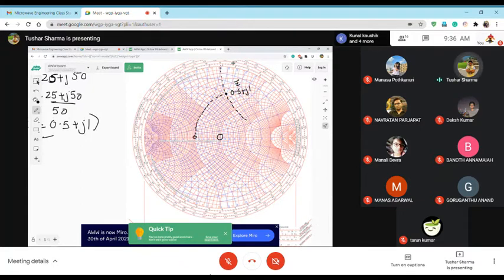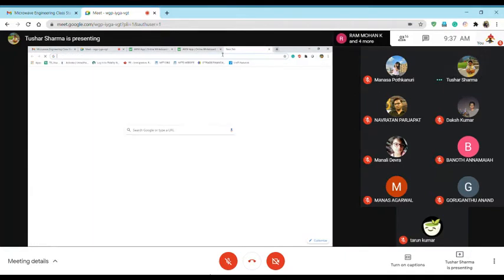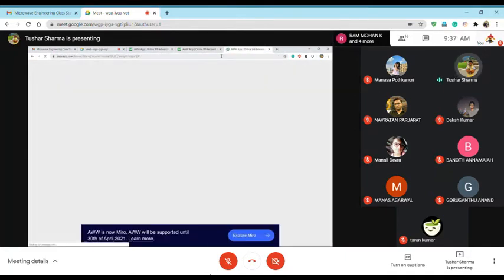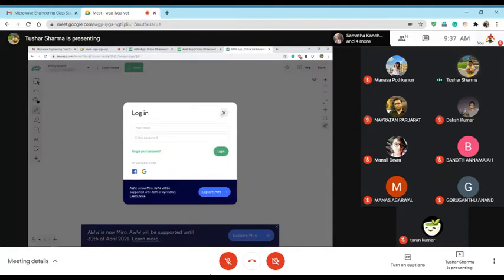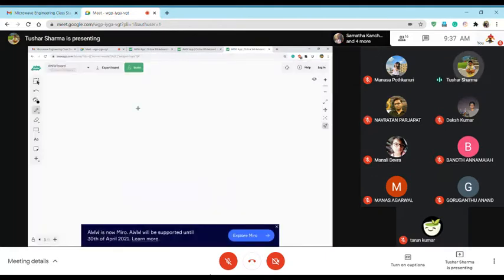Now the same question. Maybe I will take another Smith chart and show you that. In the same question, it's your same impedance, 25 plus j50, but now you have to find the admittance. You plot this impedance using Y circles. So again, Z is equal to 25 plus j50.